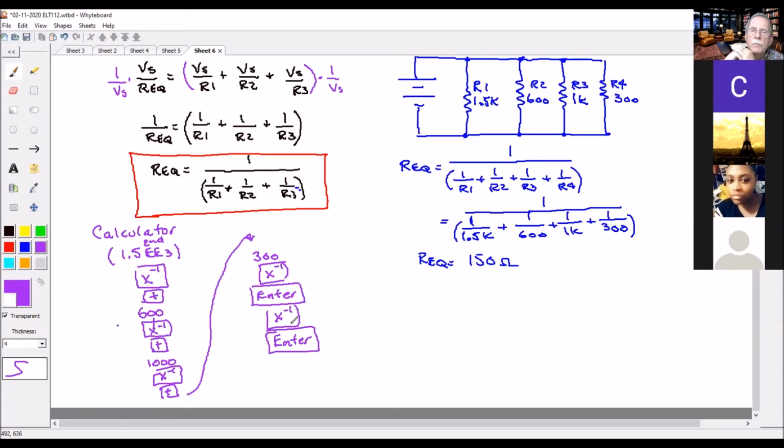The other alternative would be to put 1 divided by 1.5 EE3 plus 1 divided by 600 plus 1 divided by 1000 plus 1 divided by 300, enter, and then do the reciprocal x to the minus 1. The reciprocal key is easier.